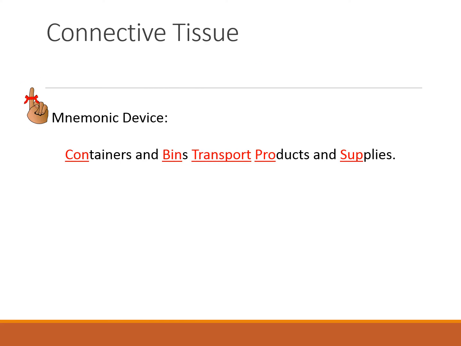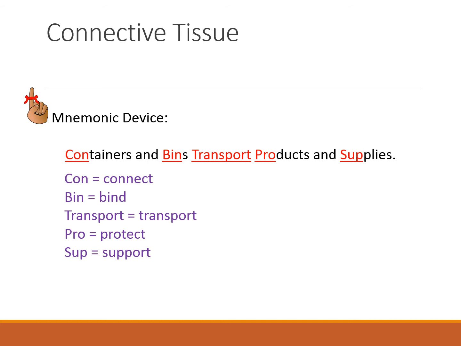A handy mnemonic device to remember the functions of connective tissues was provided by a student in class last semester. This device is: containers and bins transport products and supplies. Do you remember what functions the red letters on this slide correspond to? The con in containers stands for connect. Bin means bind. Transport, well, obviously that's transport. Pro stands for protect, and sup stands for support.